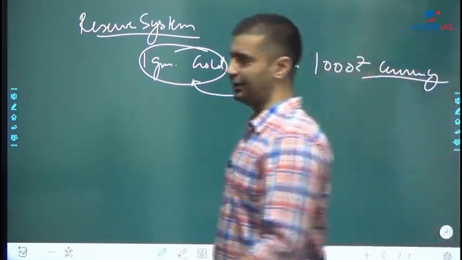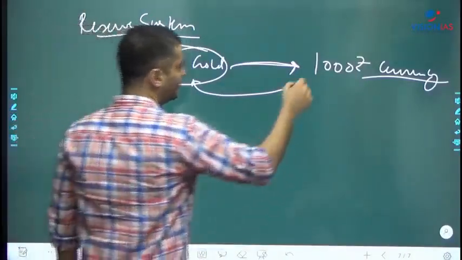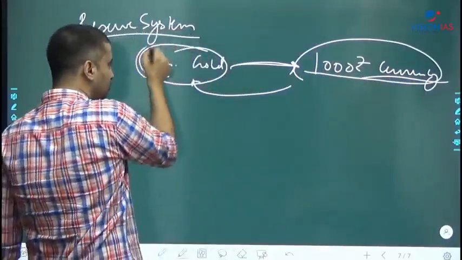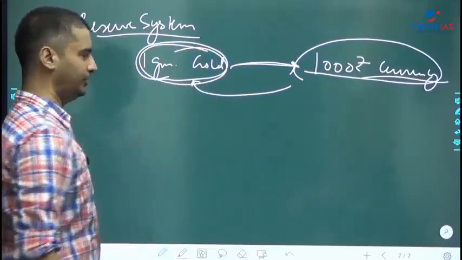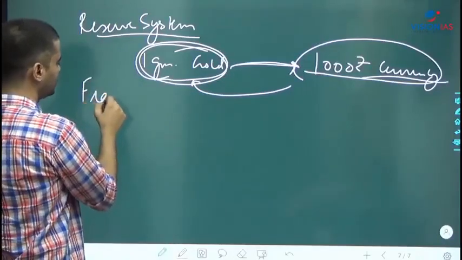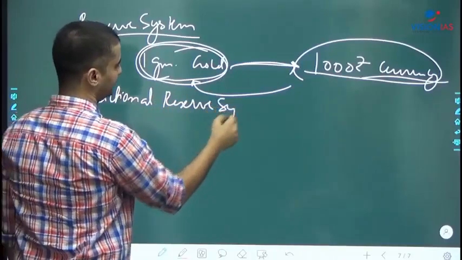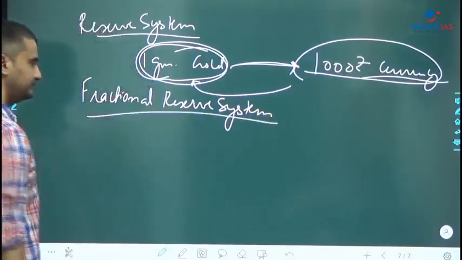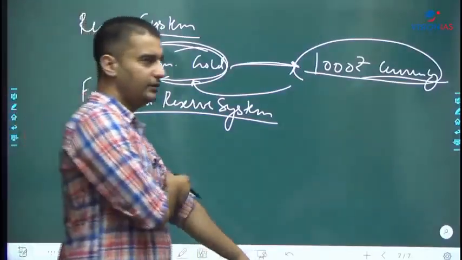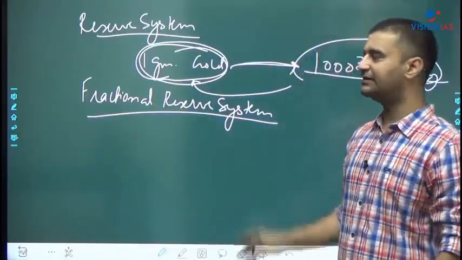RBI does not always buy currency or sell currency or inject currency to the economy using the equivalent amount of gold. We now have something called the fractional reserve system. What is this fractional reserve system? Fractional reserve system is this. Understand, everyone.